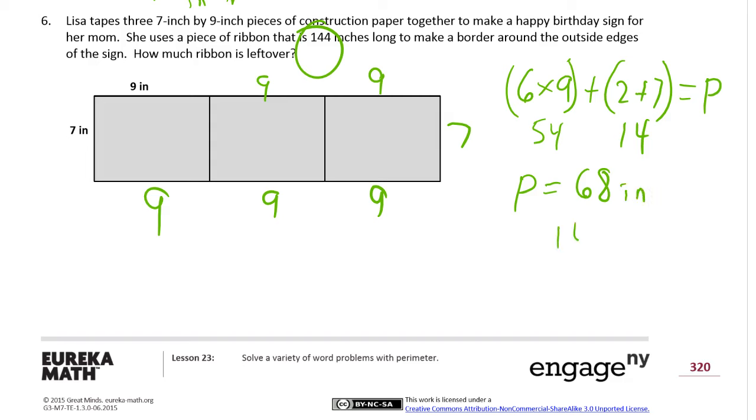So that 144 minus the 68, and this is 14 minus 8 is 6, and that was 13 tens, minus 6 is 7, so 76 left over.